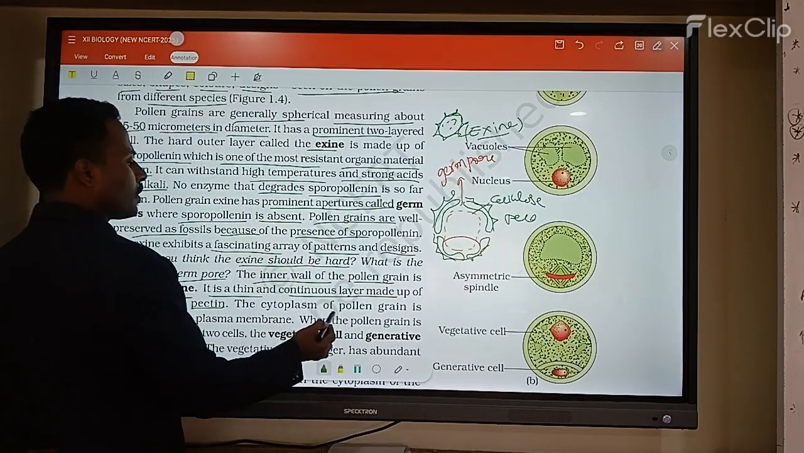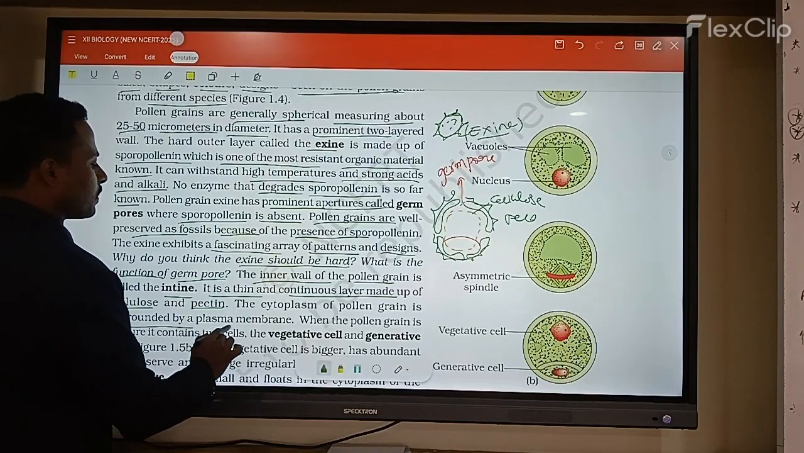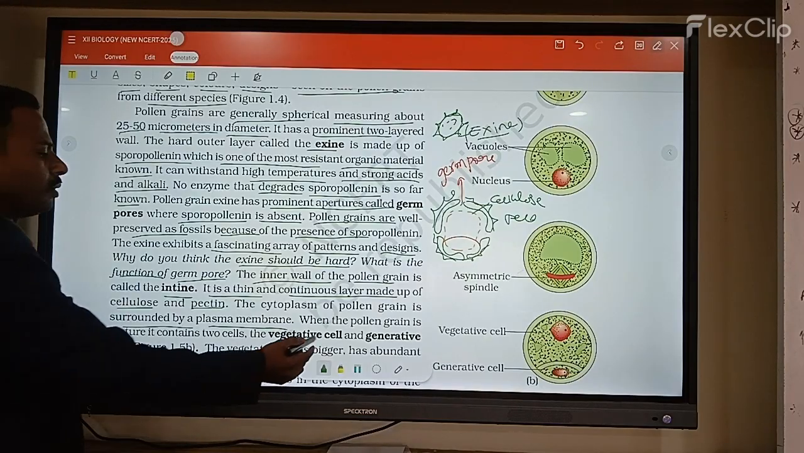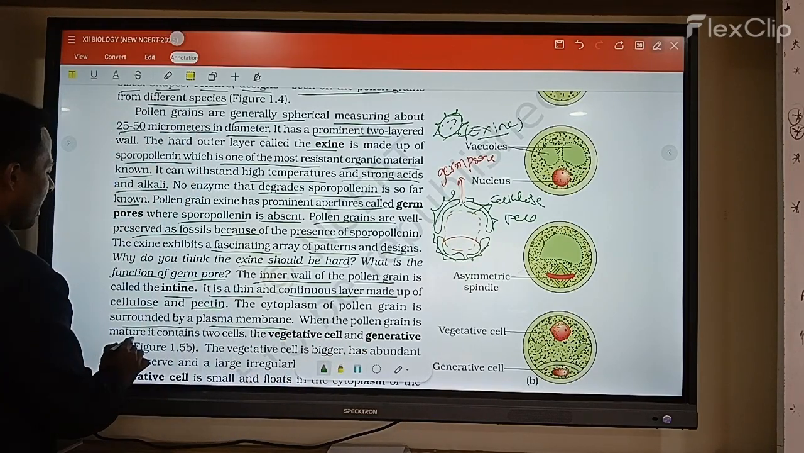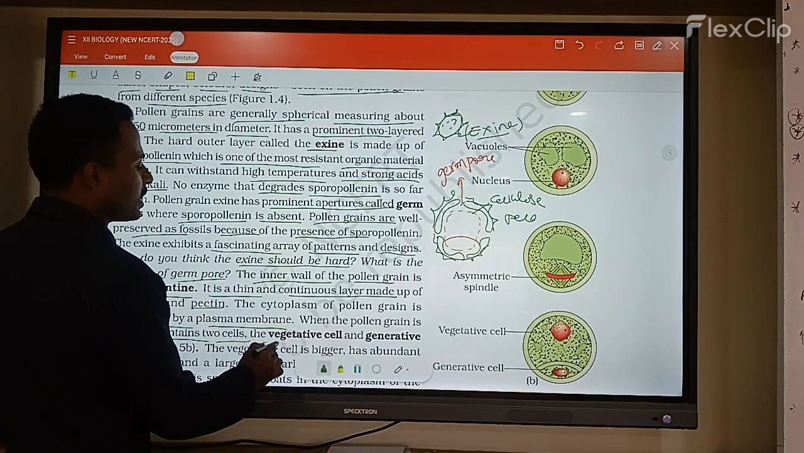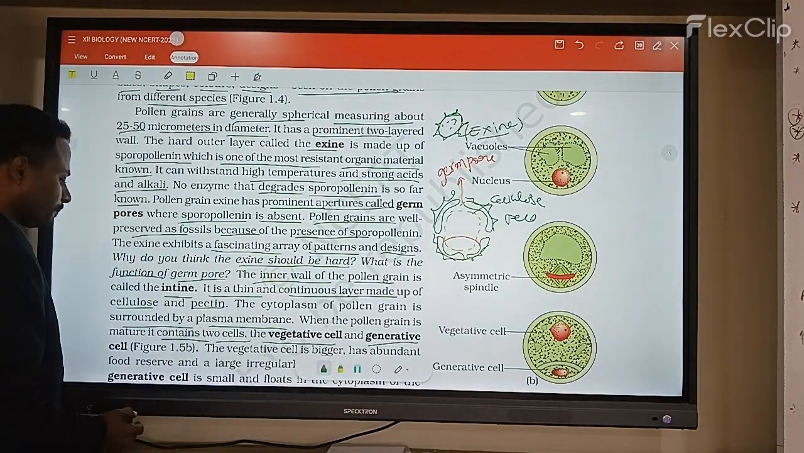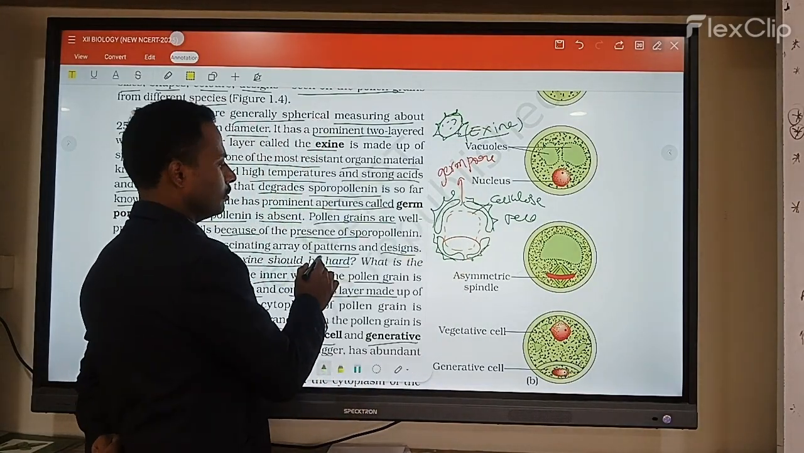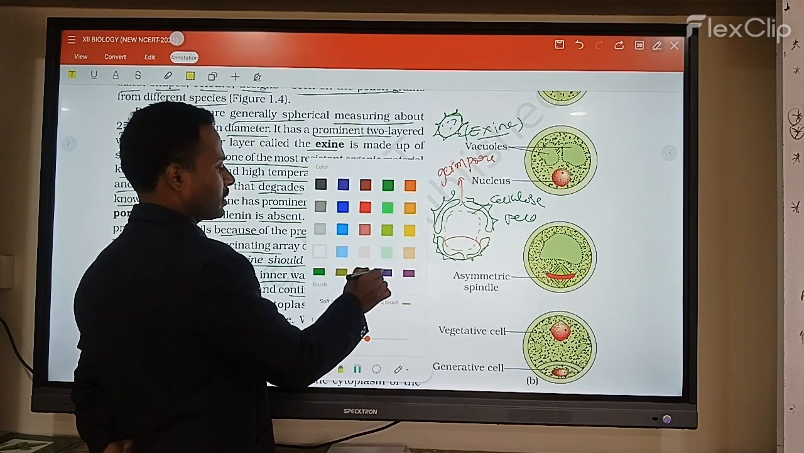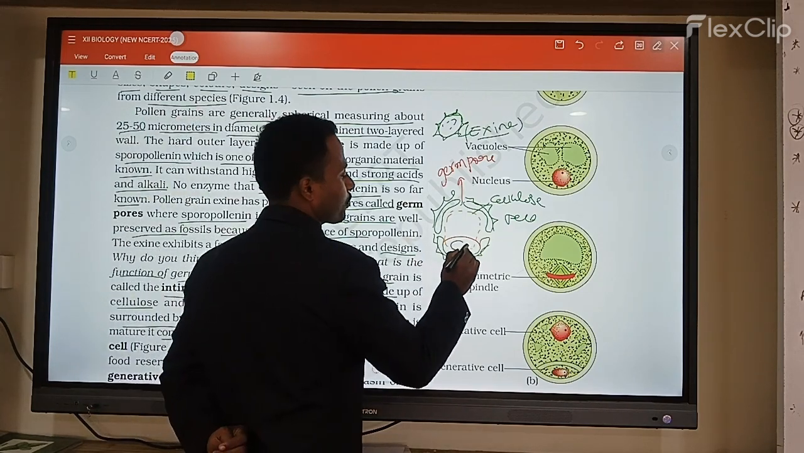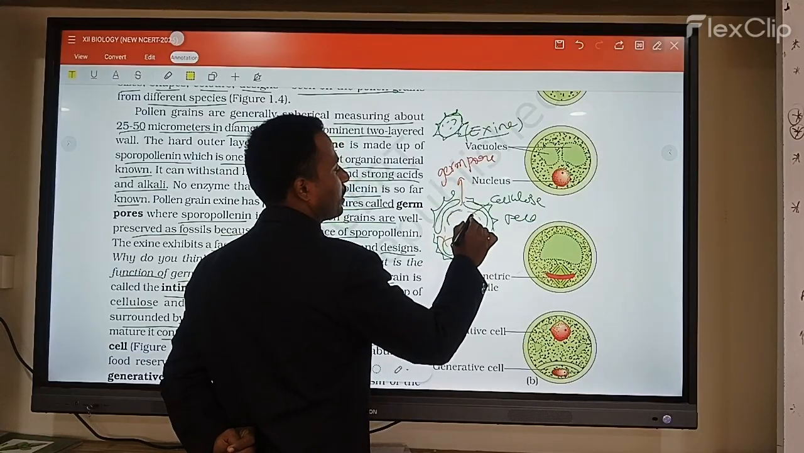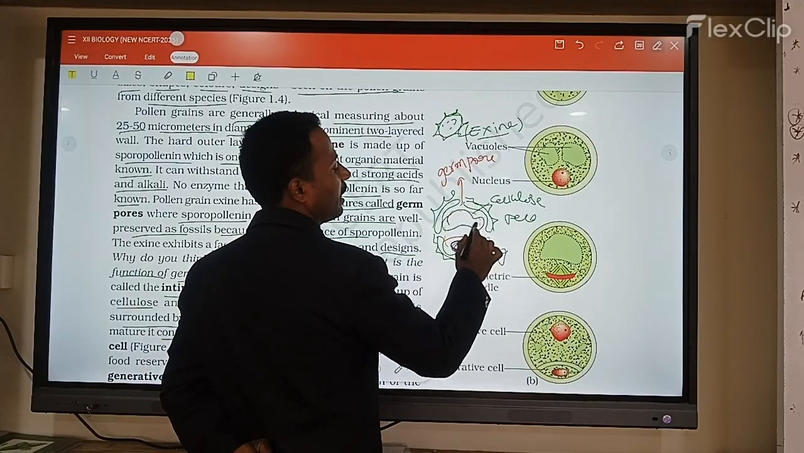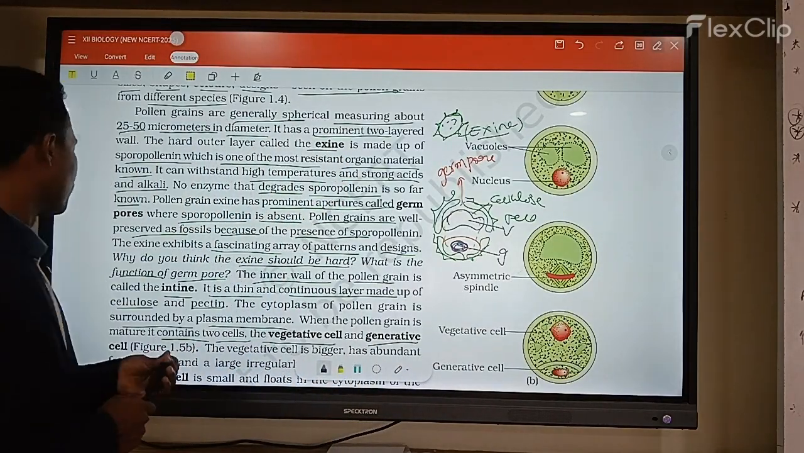The cytoplasm of the pollen grain is surrounded by a plasma membrane. Now, when the pollen grain is mature, it contains a two-celled condition: one is a vegetative cell and the other is a generative cell. When you take one mature pollen grain, it shows two cells, a generative cell and a vegetative cell.